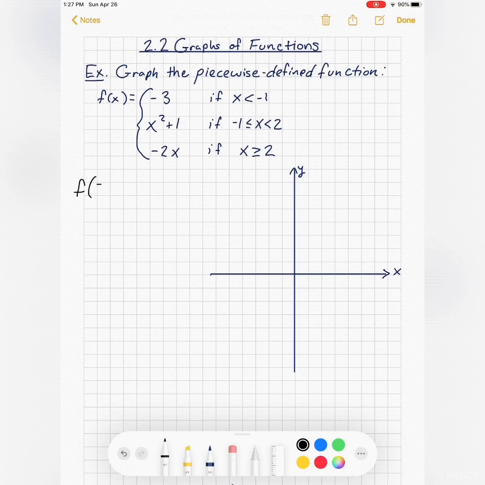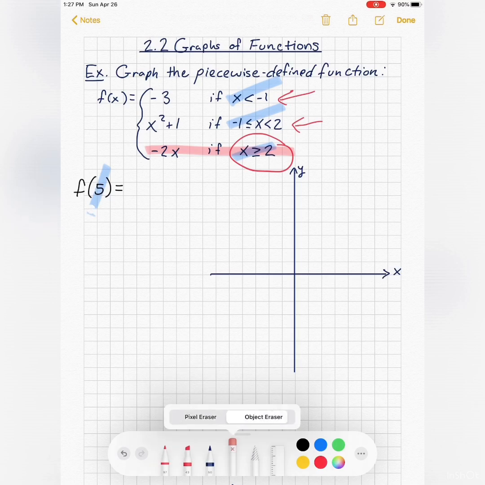Like, what if I say, let me plug in the value 5. So that means the x is 5, determine what the y is. So the first thing I have to do is look at these sets and decide which of those sets the x value 5 falls into. Okay, 5 is not less than -1. It's not between -1 and 2. It is greater than or equal to 2. So that means this is the piece that I'm going to plug that value 5 into.